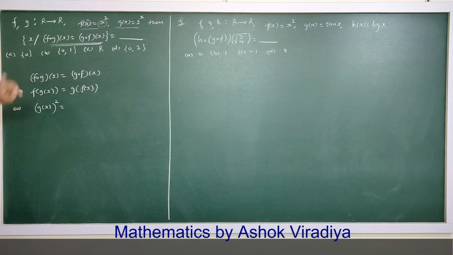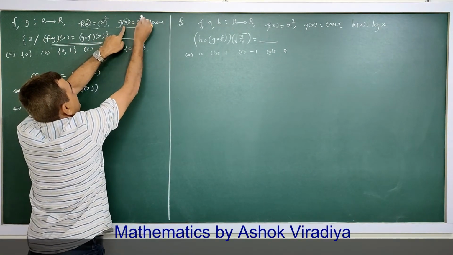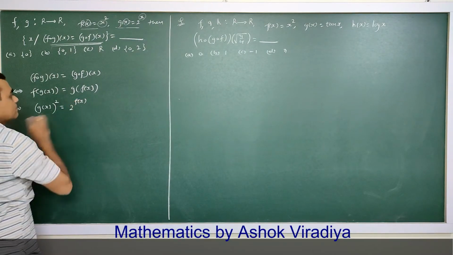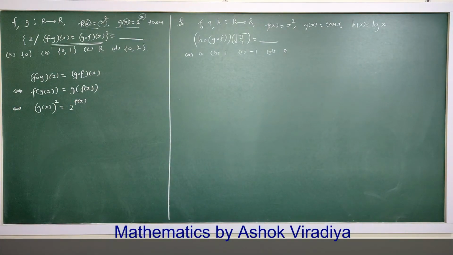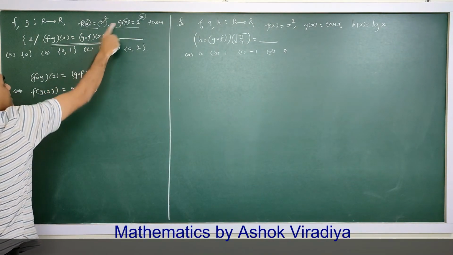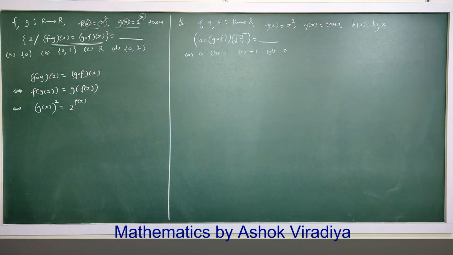g of f(x), put f(x) here. g of f(x) is 2 raised to f(x). So this was values of inner function f of g(x). So g(x) was the inner function, so the inner function we have kept in f. Similarly here we have kept f in g.